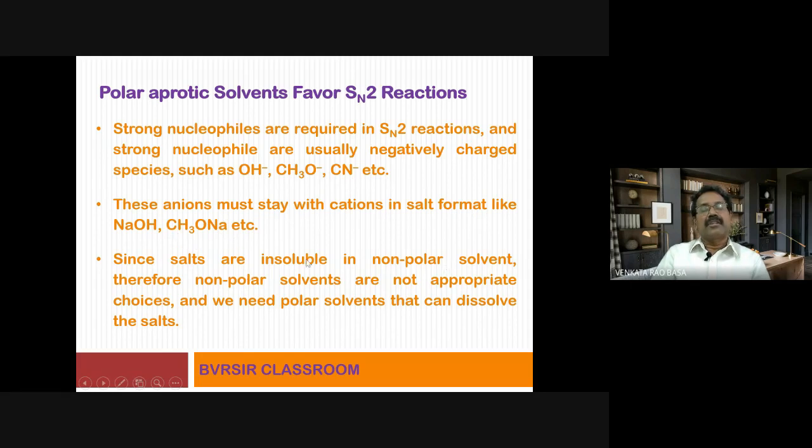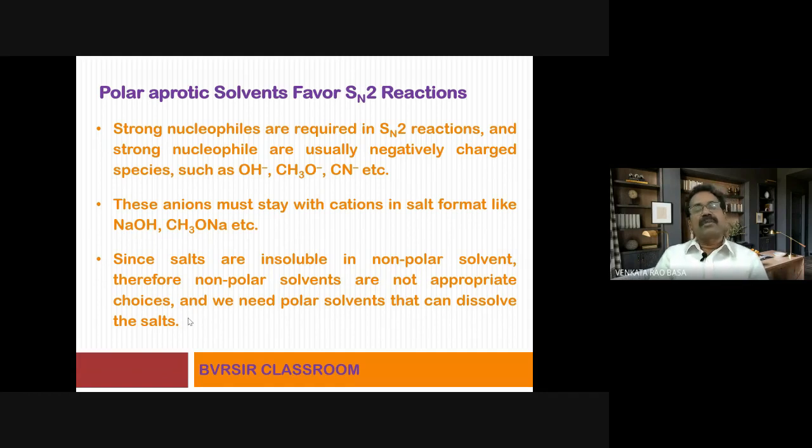Salts are insoluble in non-polar solvents. You observe this point; this point is very important. Therefore, non-polar solvents are not useful for these types of reactions. So we need polar solvents only, which can dissolve the salts. For the reaction to start, the salts must be dissolved in the solvent. When the salts are insoluble in non-polar solvent, there won't be any reaction at all. So we have to take care of that.